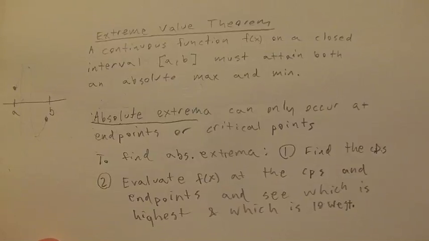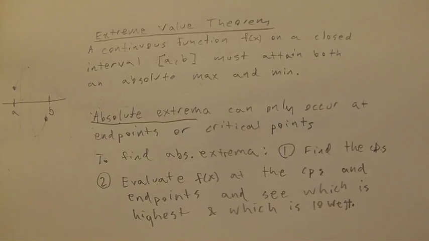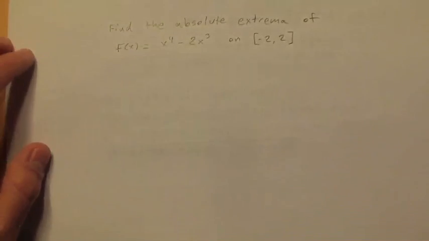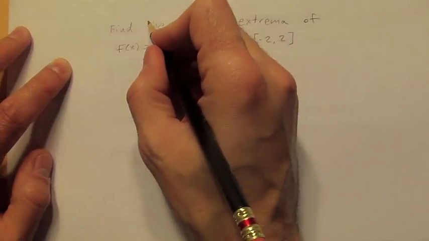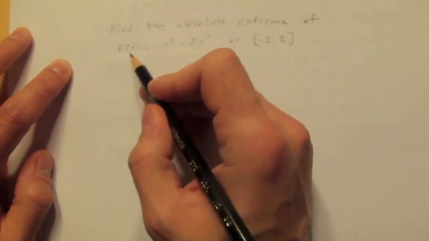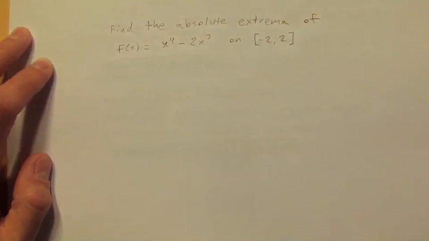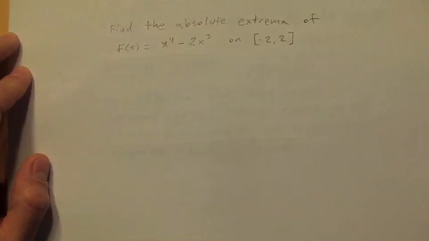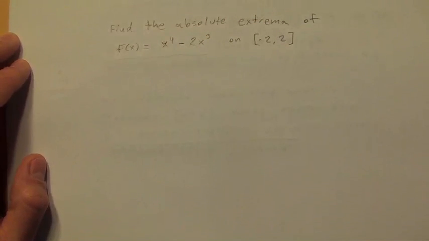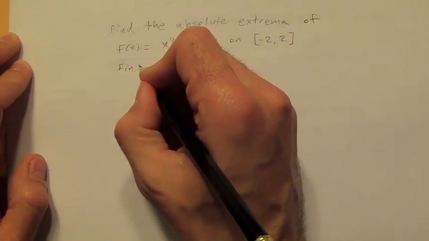Okay, so let's take a look at some examples to show what I mean. And this will involve both finding critical points and evaluating them with the endpoints. Okay? All right, so let's find the absolute extrema of this function here, f of x equals x to the 4th minus 2x cubed on the interval -2 to 2. Okay, so first we need to find the critical points.